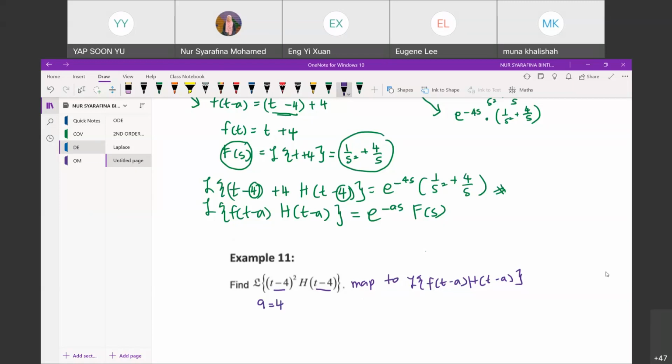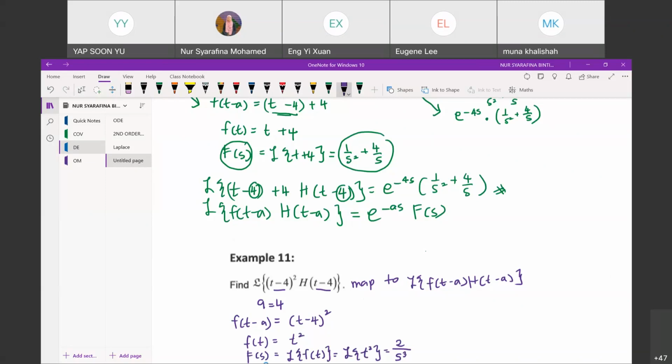And from here, you know that f(t minus a) equals t minus 4 squared. Okay, so when f(t minus a) equals t minus 4 squared, you know that your f(t) equals t squared, right? Then you can have your F(s) by transforming t squared. So you have 2 factorial, 2 over s cubed. So this is your F(s).